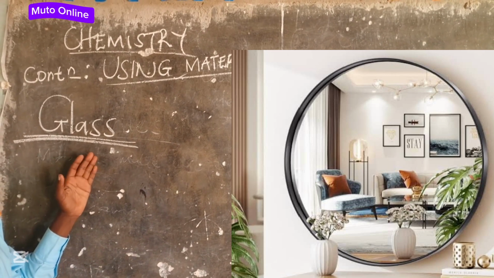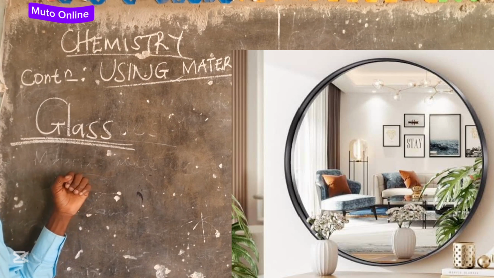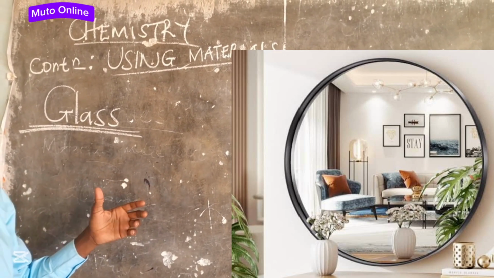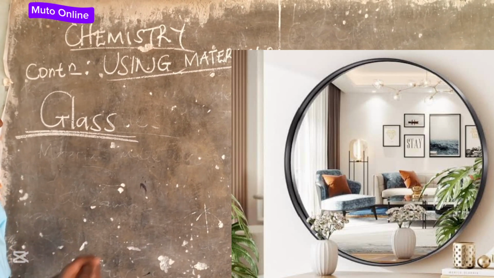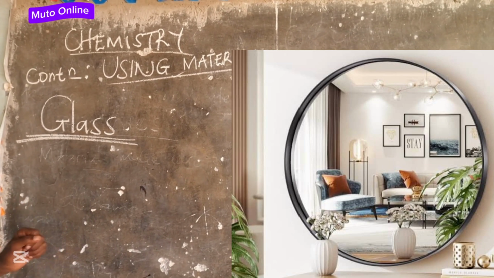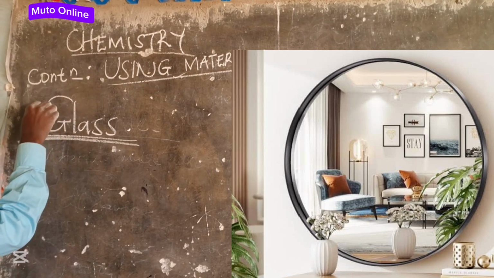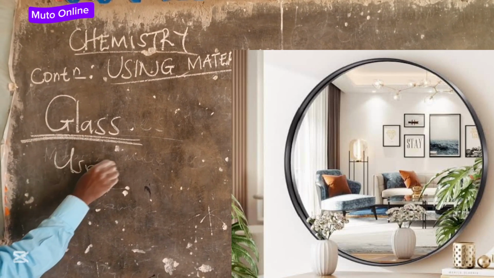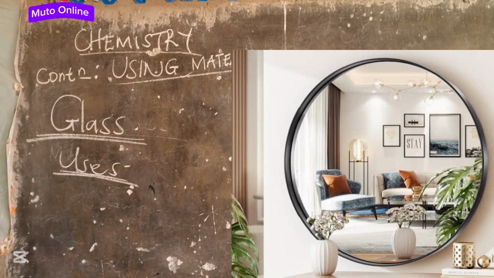Glass, we all know this. They are very brittle materials. They break easily, though there are some hard and strong glass that cannot easily break, but it is one of the common materials we use in our daily life. And we can mention some of the uses of these glass materials.